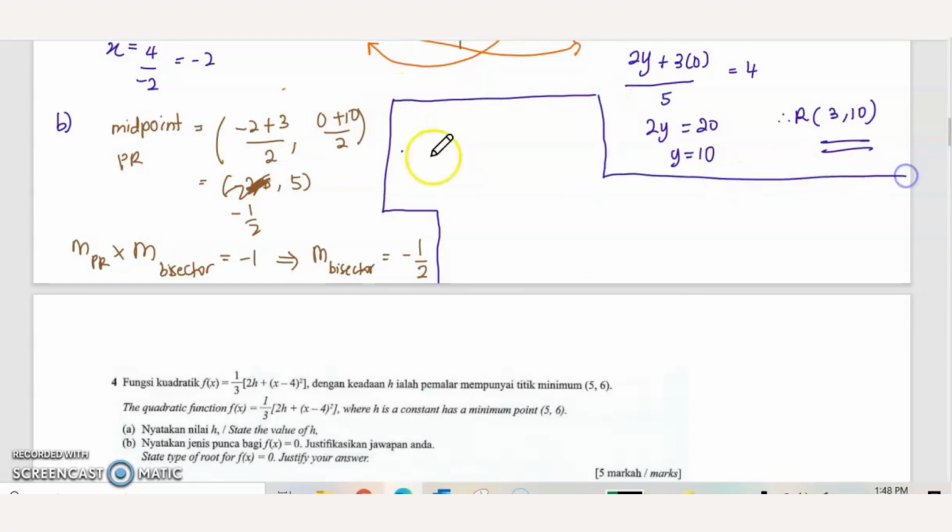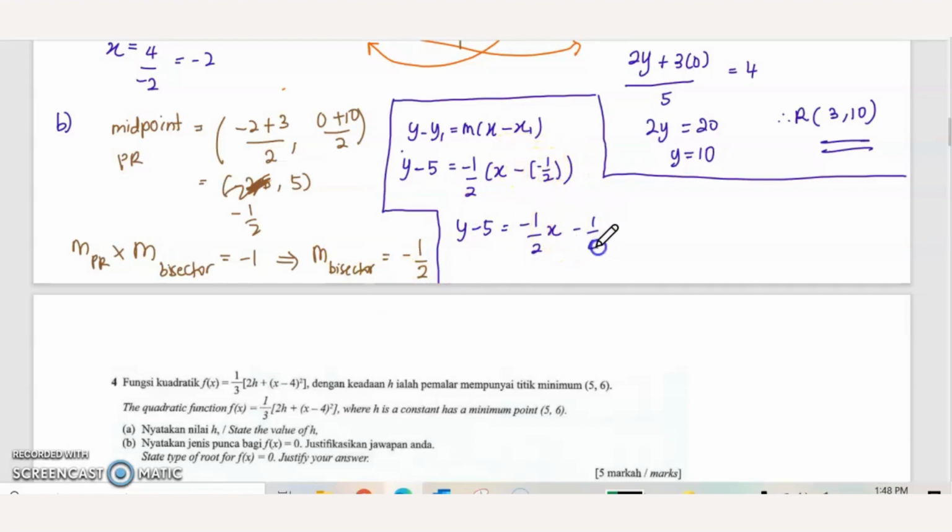Equation of straight line. Okay, so y minus y1 equal to m times x minus x1. So we have y here, and then y1 is 5 from the midpoint just now, and then m is negative 1 over 2, and then x minus with minus 1 over 2. Okay, and we rearrange this one, we'll get y minus 5 equal to negative 1 over 2x plus, this one is plus 1 over 2, and then dapat negative 1 over 4 here. Okay, so tadi saya kesilapan kat sini, should be the point is 1 over 2 here for the midpoint.